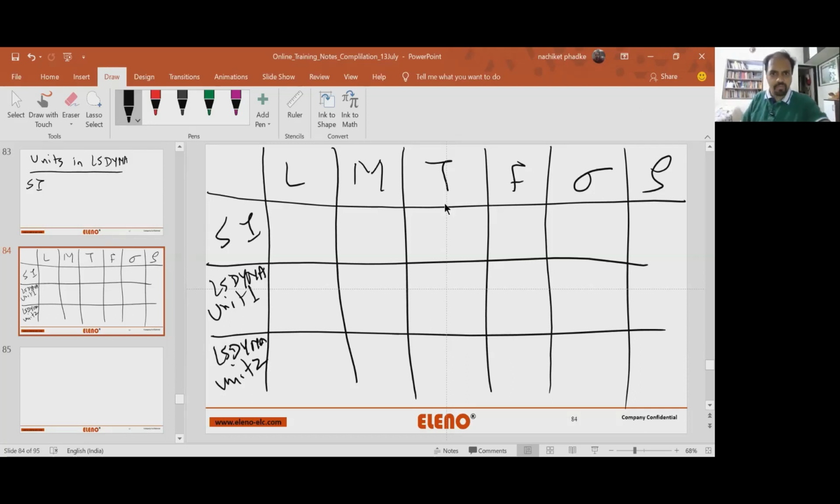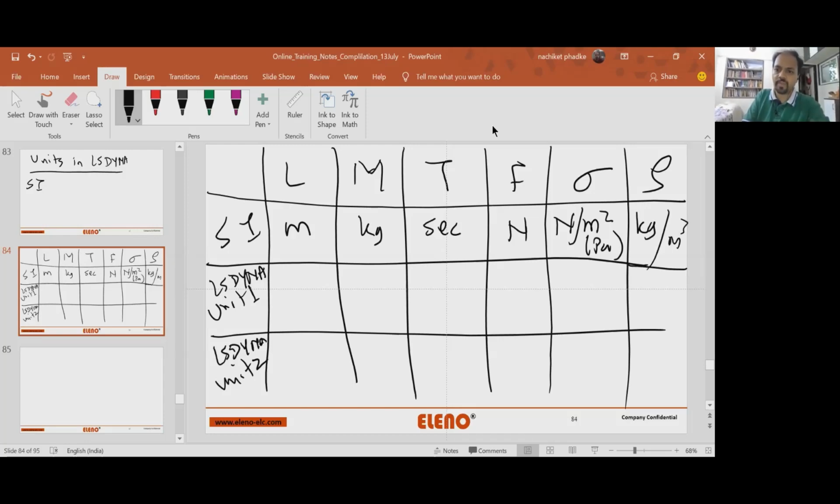Good. Okay, so let's understand length unit in SI, which is meter, mass unit in SI system, which is going to be kilogram, and time unit in SI system as seconds. We all agree this. Force unit is Newton, stress unit is Newton per meter square, that is Pascal, and then density is kilogram per meter cube. Correct?